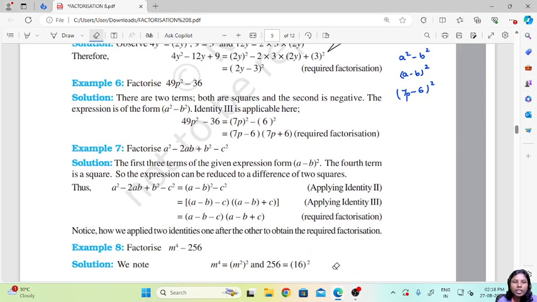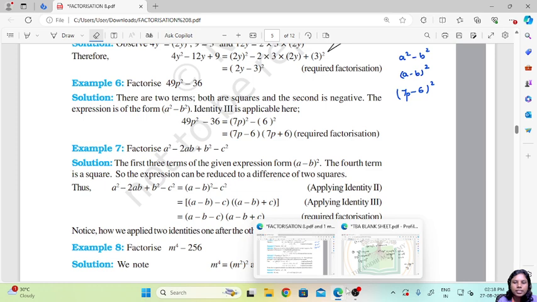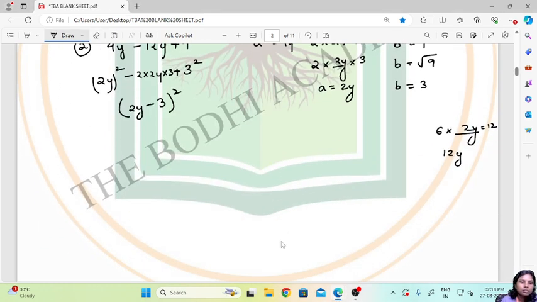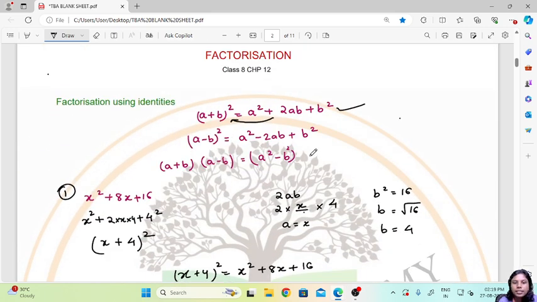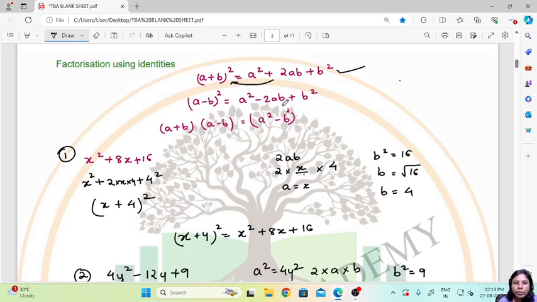Now here we have 49p square minus 36. If you look at 49 and 36, these two are perfect square numbers, correct? Now which identity talks about two perfect square numbers? It is this last one. So what we have right now is this form.